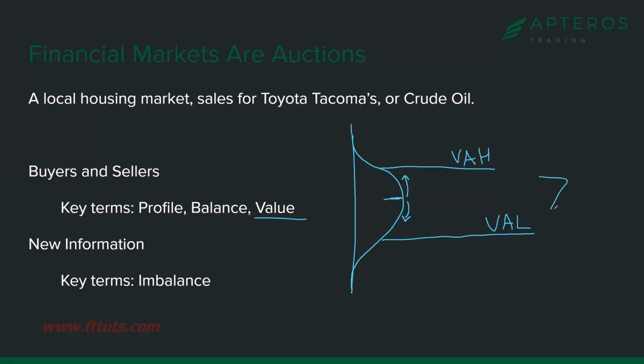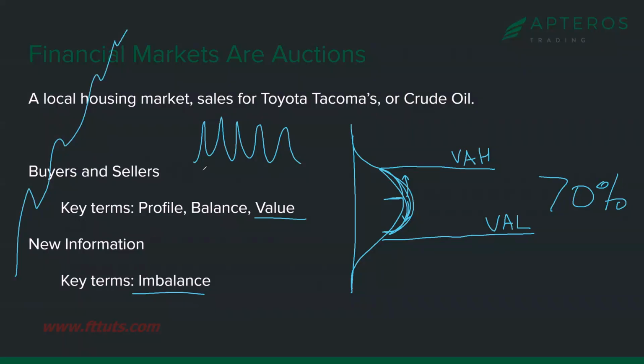Value, 70% of the main distribution area. Okay. And like I said, balance is where we are balancing, going nowhere. What do you think imbalance is? That was the first one we showed. Imbalance is trending, same word.